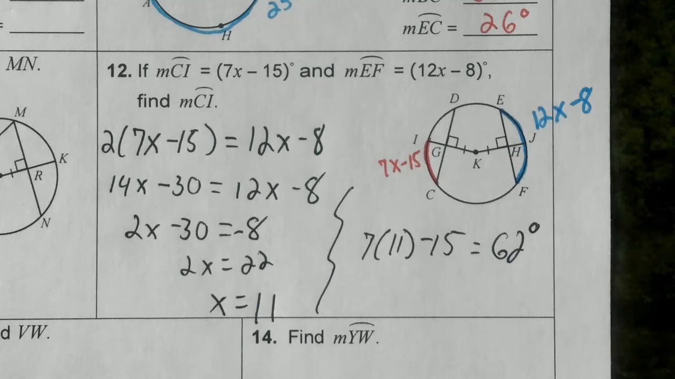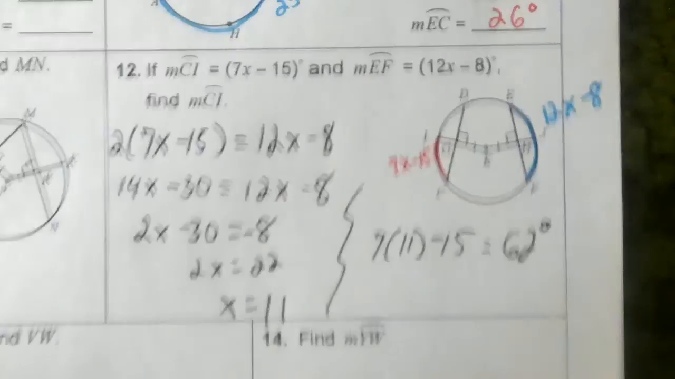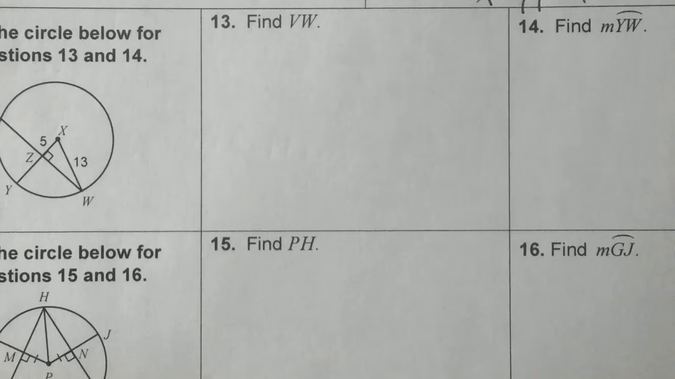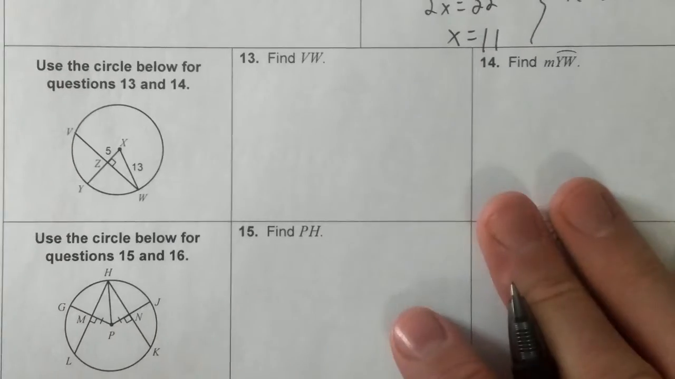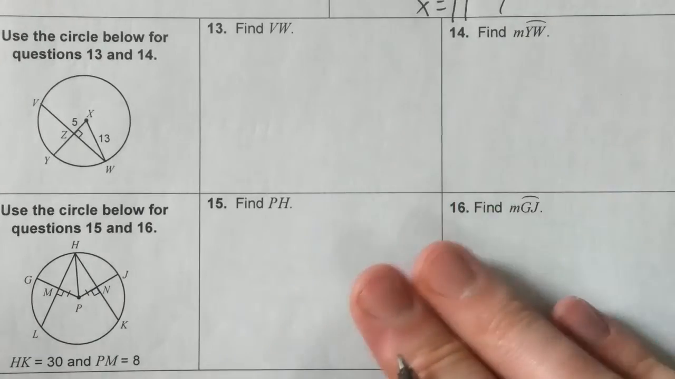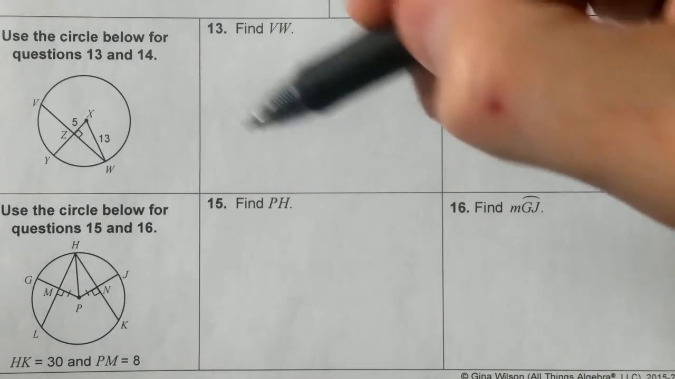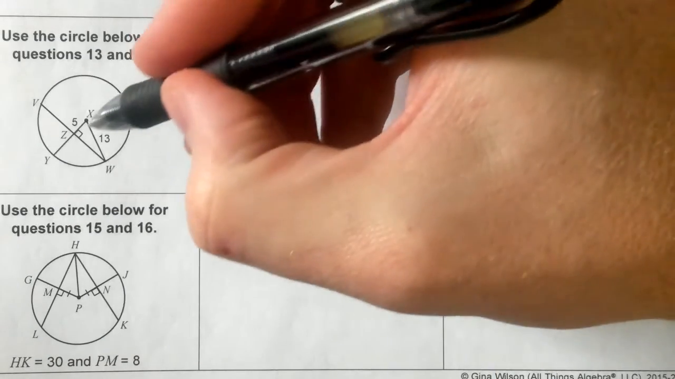Okay. Now let's do 13 and 14, and then I'll leave the rest for you guys to work on. Let's see if I can get straight on my screen here. There we go. Looking at this circle here, we've got to answer the 2 questions. Now, 13 through 16 are kind of a throwback to some previous lessons, so you're going to have to stick with me for a minute as I recall some older material. For number 13, we're supposed to be finding VW. All right, let's see, where's V?